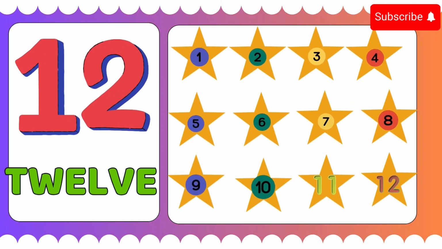12. Can you say it with me? 12. The spelling of 12 is T-W-E-L-V-E. Let's count stars. 1, 2, 3, 4, 5, 6, 7, 8, 9, 10, 11, 12. 12 stars.